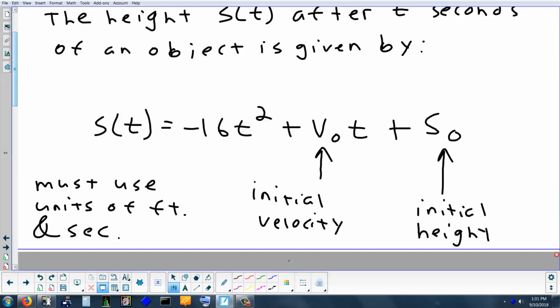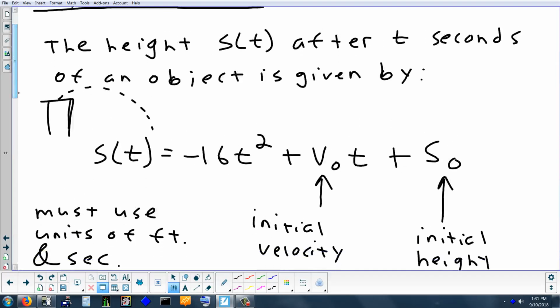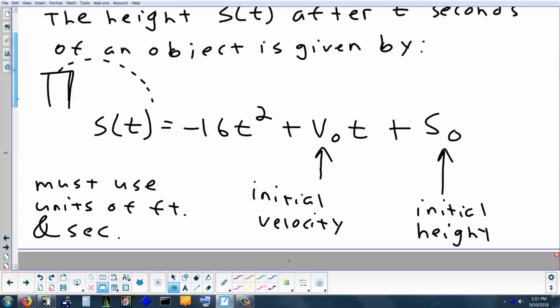Okay? It makes a big difference if you're standing on the ground and you throw a ball, or you stand on top of a building and throw the ball off the building. Well, if you've got an initial height and you're standing on top of a building, it's going to take a lot longer to come back down. T is the time. So you might want to know how high is the ball 3 seconds after I throw it, 5 seconds, things like that. And S sub t is your height.